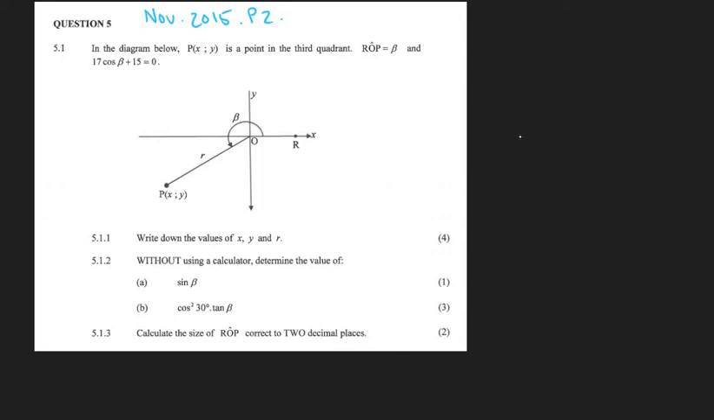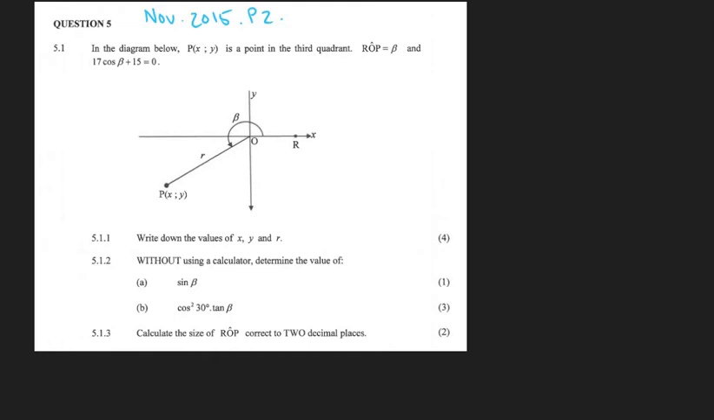Hi, I'm going to do a question out of November 2015, paper 2. It is a trig question. It's question 5. Now they've given us a diagram, and it says that in the diagram below, P, which has the coordinates x and y, is a point in the third quadrant.